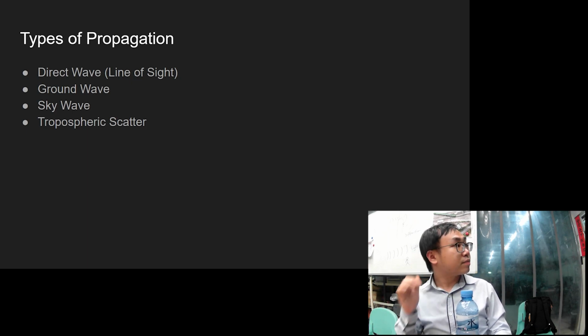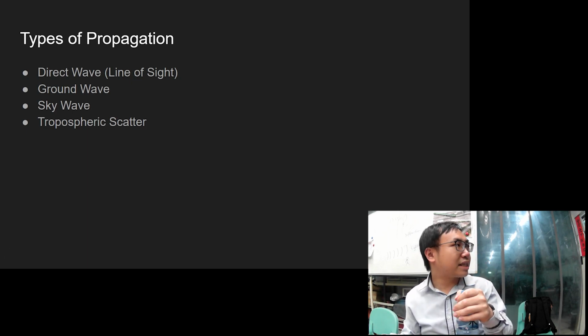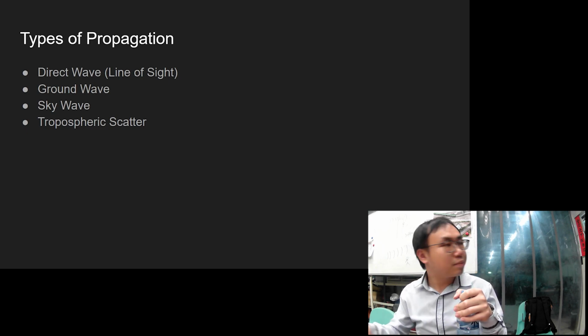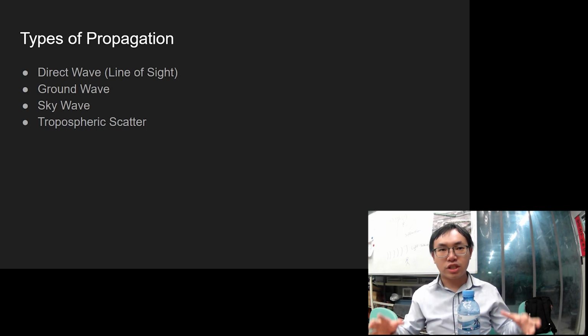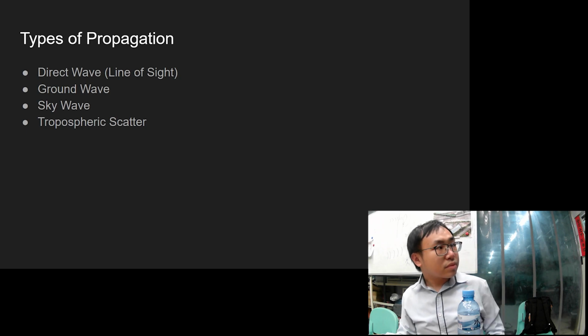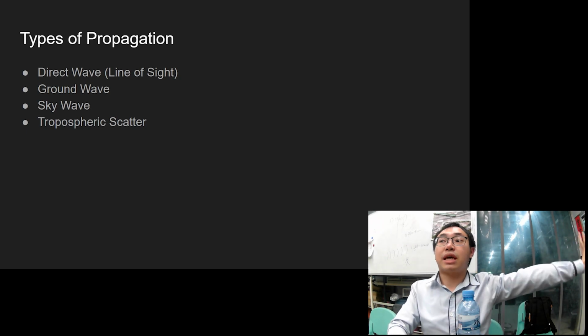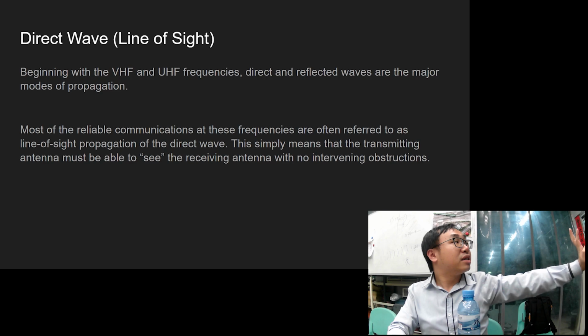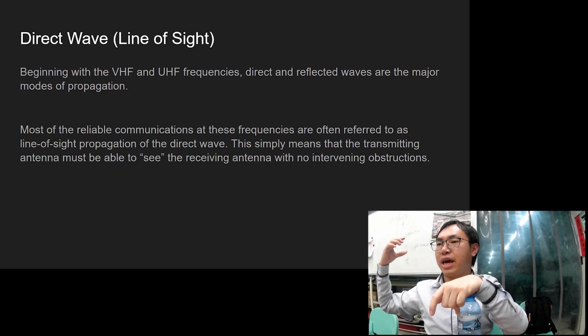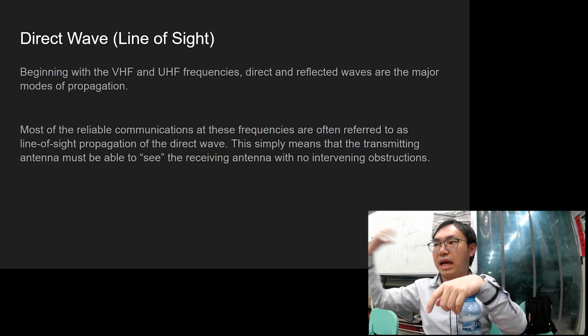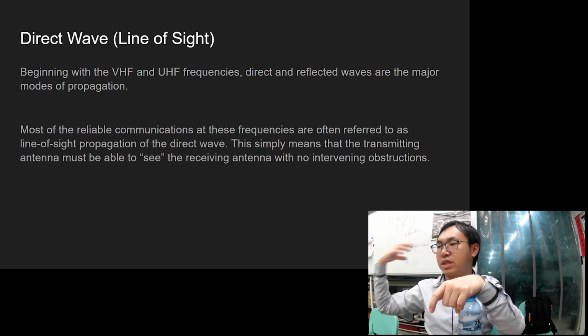Okay. The first one is direct wave, and sky wave, ground wave, and tropospheric scatter, or in short, troposcatter. Okay. The first one is the easiest to understand. Direct wave, which is, if you can see it, then you can transmit the signal. Line of sight, you can see it, then the signal can go here.